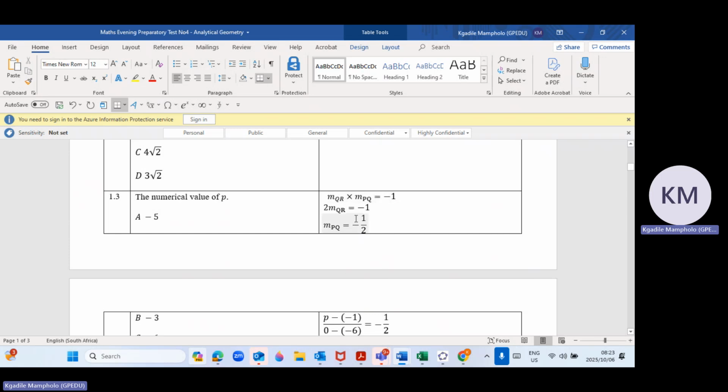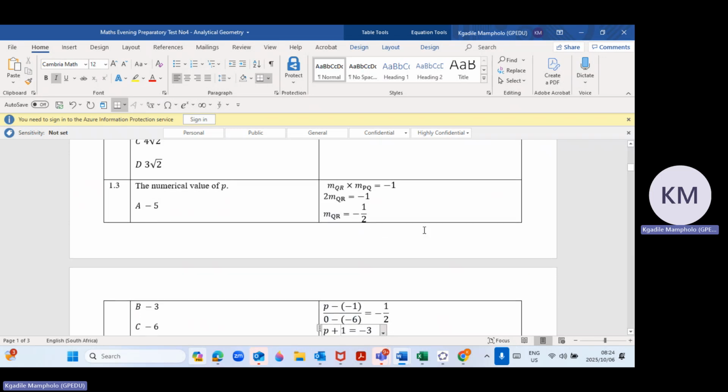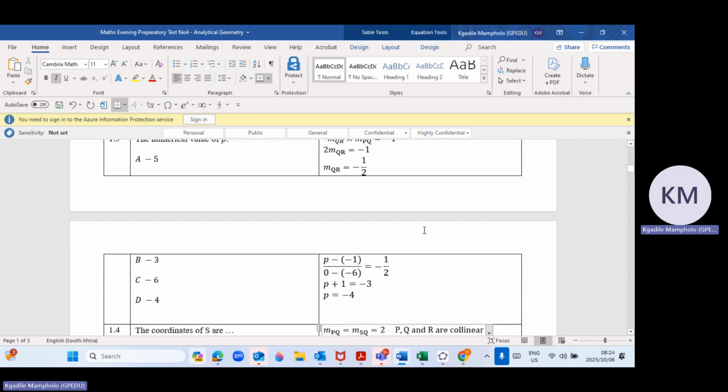You know that. Then we know that the gradient of PQ is 2. We calculated it in 1.1. Then you make the gradient of QR to be -1/2. Now, you substitute the values using the coordinates of Q and the coordinates of R.